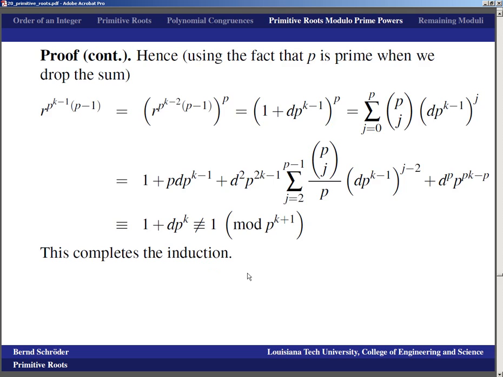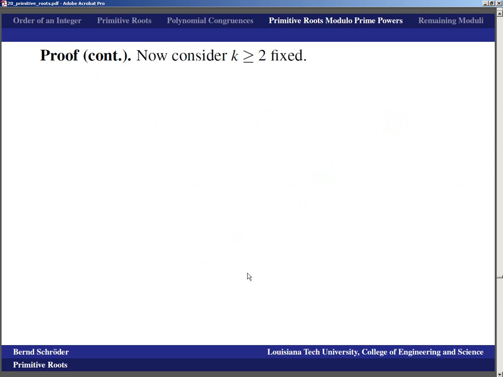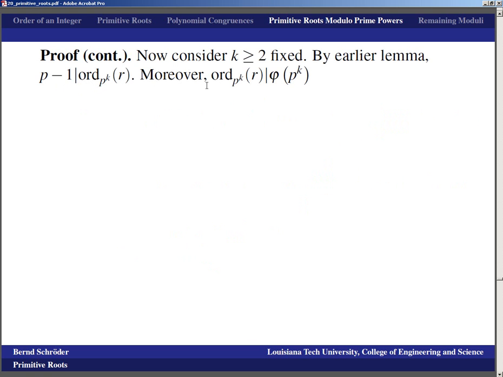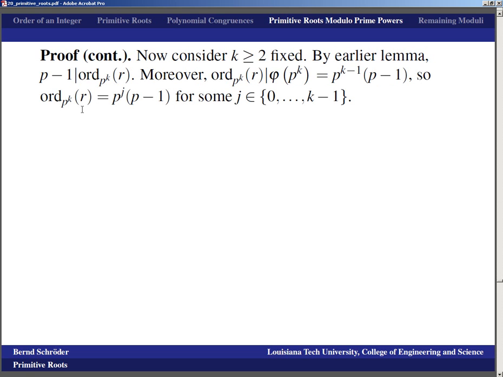So that completes the induction, and now we're going through this argument that I already mentioned. We take k greater or equal than 2 fixed. By an earlier lemma, we know that p minus 1 divides the order of r modulo p to the k, and the order of r modulo p to the k divides phi of p to the k, which is p to the k minus 1 times p minus 1. So that means the order of r modulo p to the k is p to the j times p minus 1 for some j between 0 and k minus 1.